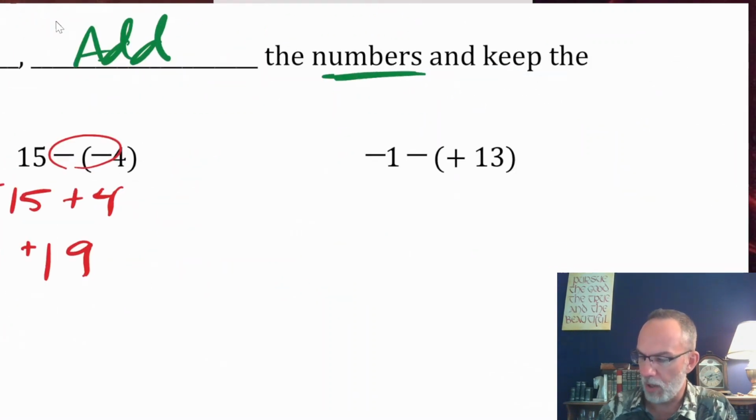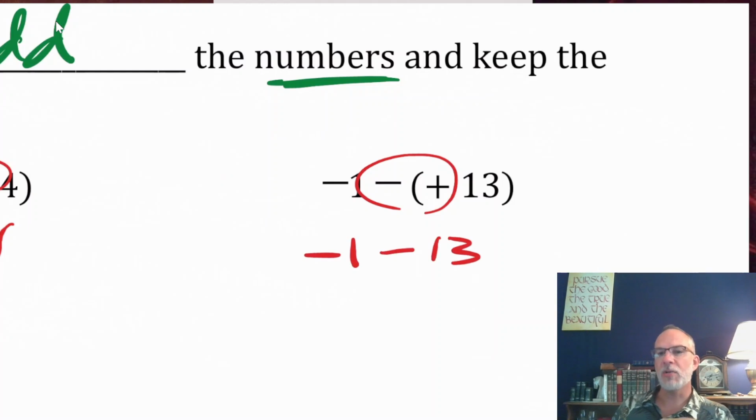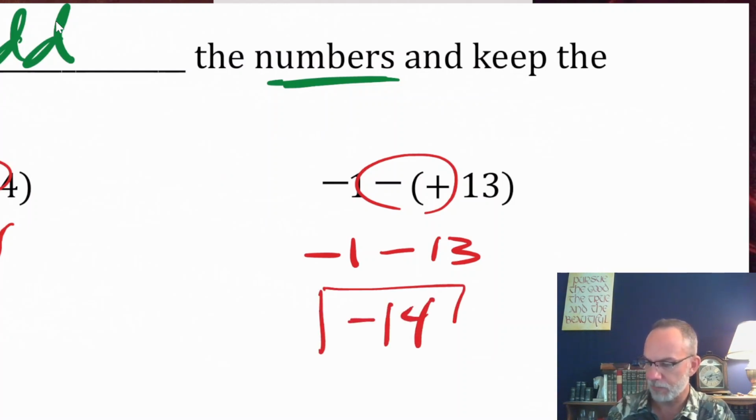Okay, negative 1 minus a positive 13. Again, change the duplicate signs into one single sign. Negative 1, that gets replaced with a negative 13. Are the signs the same or different? They are the same. Add the numbers and don't think about the sign. Just 1 and 13, that's 14. Add those numbers together and then keep the sign that they both already are. Okay?